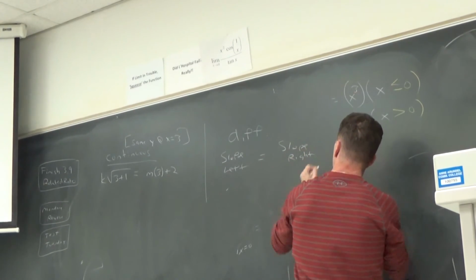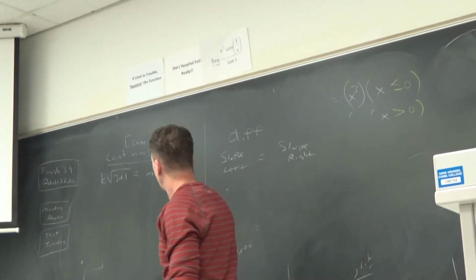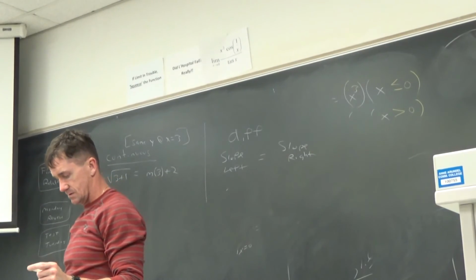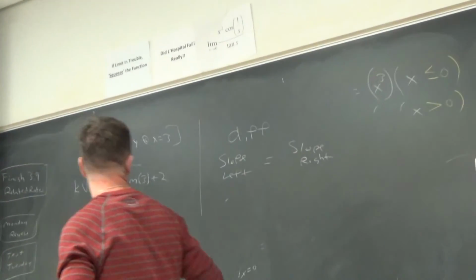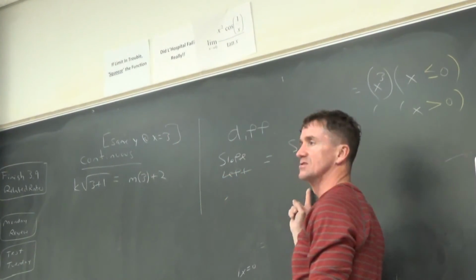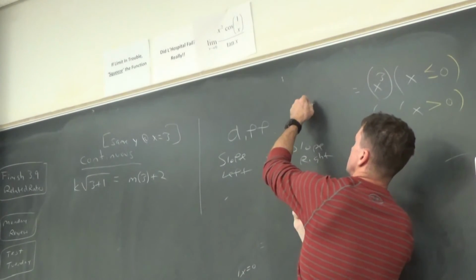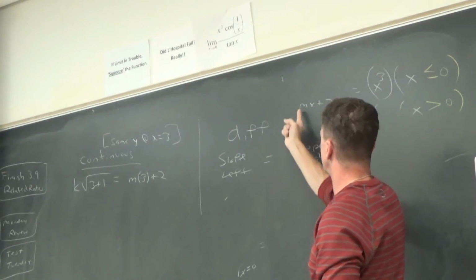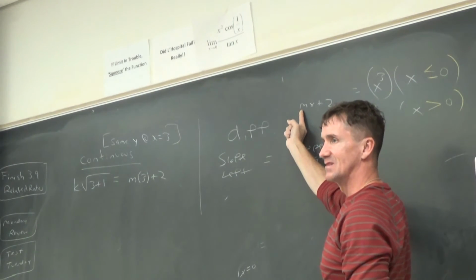Okay. I'm gonna do the easy one. You gotta help me with the hard one. The slope from the right, when I saw it said mx plus 2. Do you agree the slope from the right is just m? Does everyone agree?